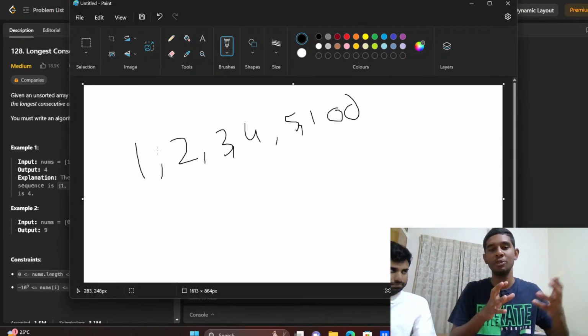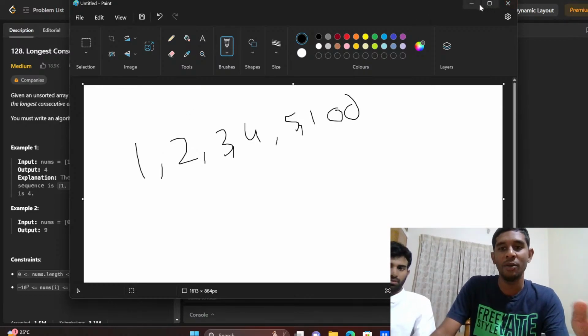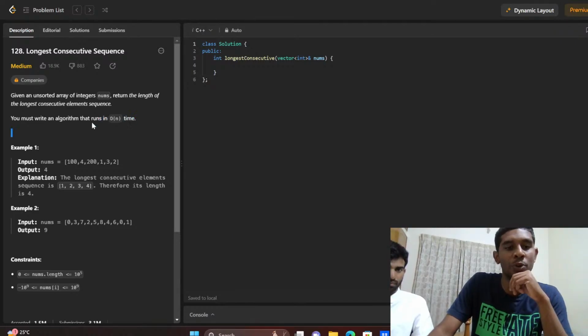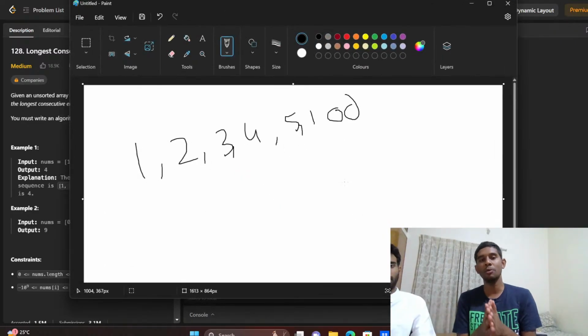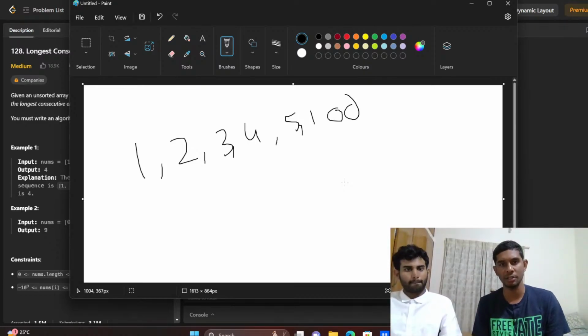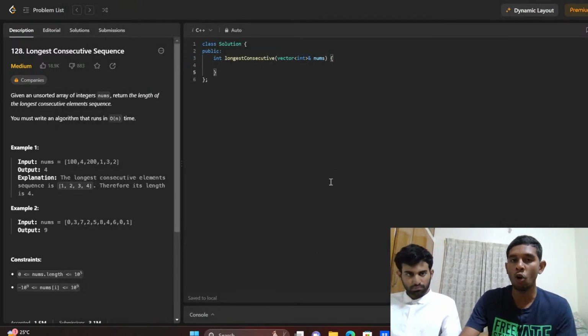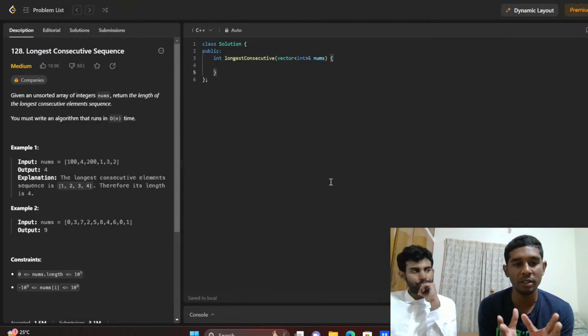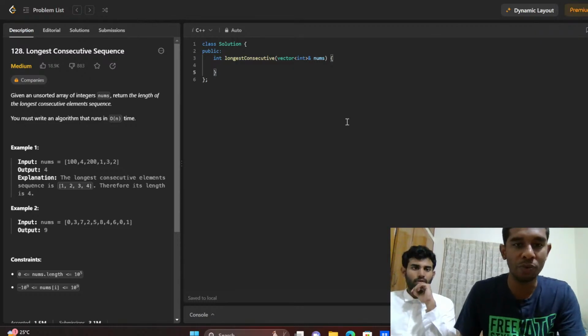But if you think about sorting itself, it's an n log n approach. And if you look at what the question says, we have to do it in O of n time. So can we think of any data structure that could make this lookup operation on this unsorted array O of 1, without actually sorting it? Do we have any data structure? Absolutely. We have something called hash sets, right?